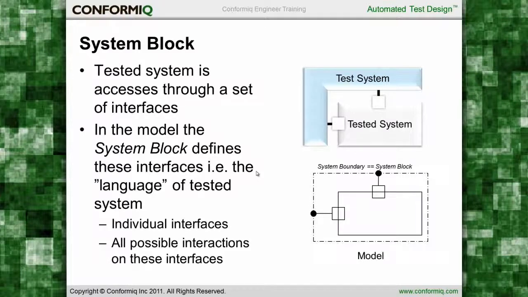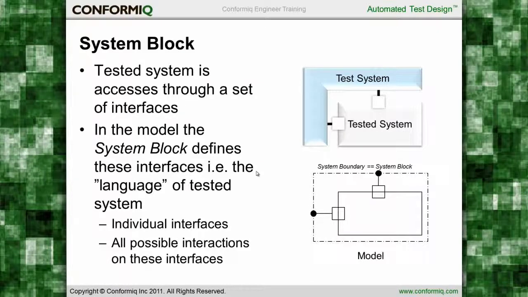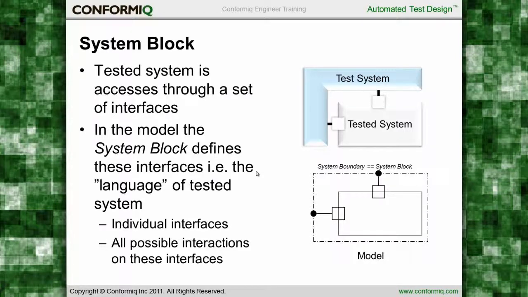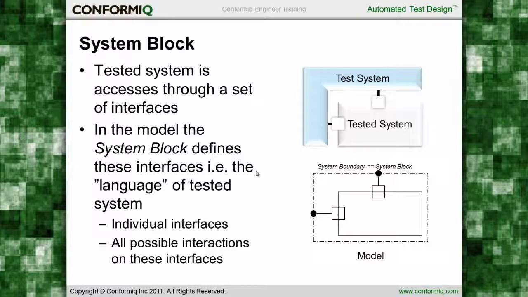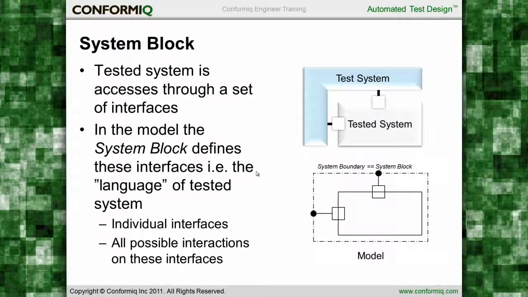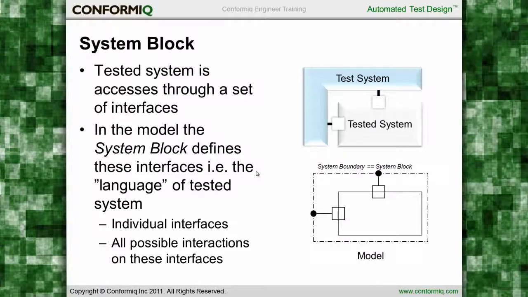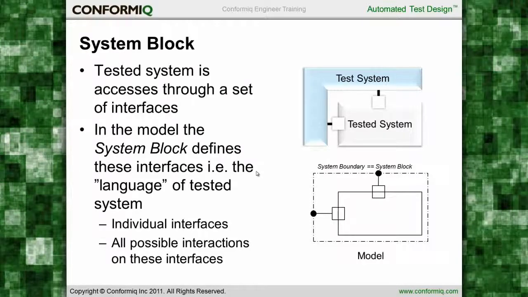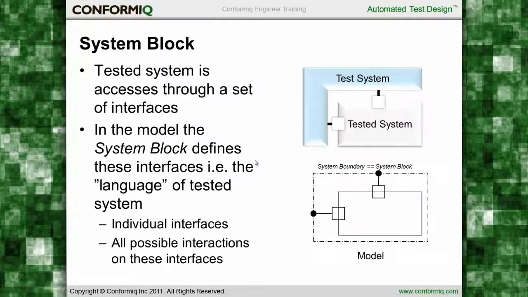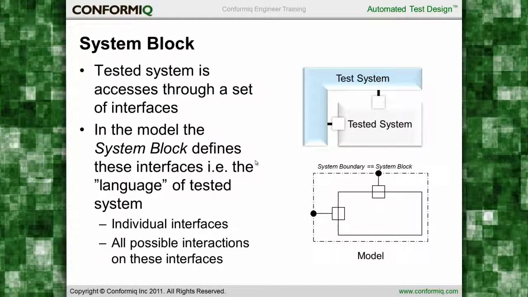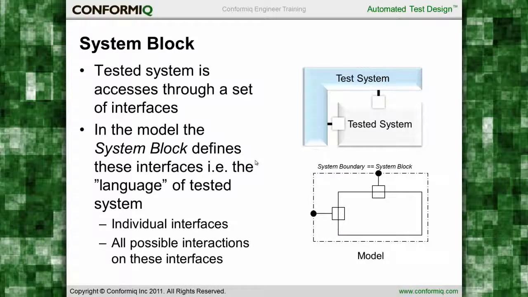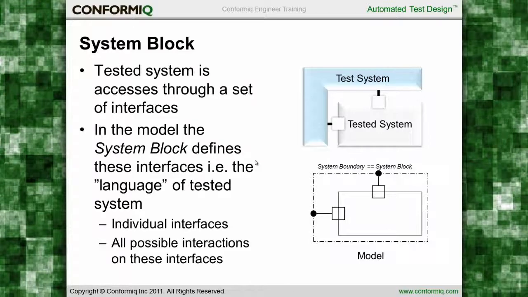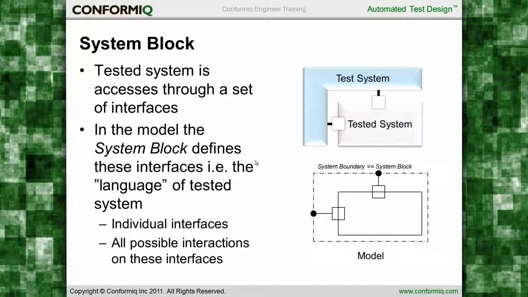So the system block is the definition of our black box. The tested system in real life is always accessed through a set of interfaces: an API, user interface, protocol message interface, etc. And the system block is a mapping of these real interfaces of the system using the concepts of the modeling language. It then defines the language for the tested system, how the tested system, and therefore also the model, interacts with its environment.